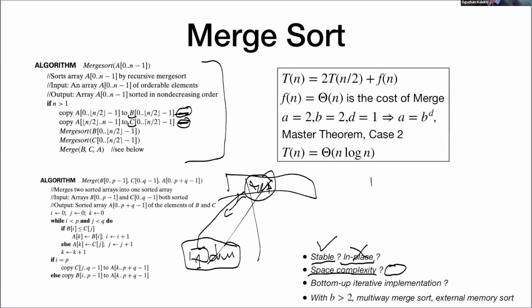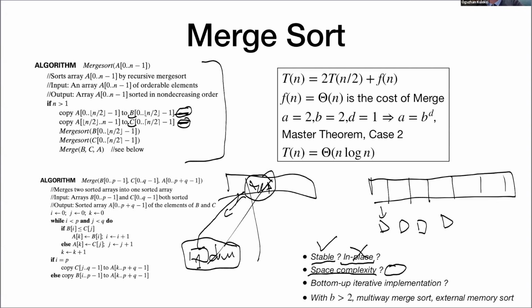The other way, whenever the array is given, I may assume I have all these elements as one-element lists, okay? And then I can build this merge sort tree, not from the top down, but from the bottom up. And this bottom-up approach usually results in an iterative implementation. You may check this or try it yourself for this bottom-up implementation.